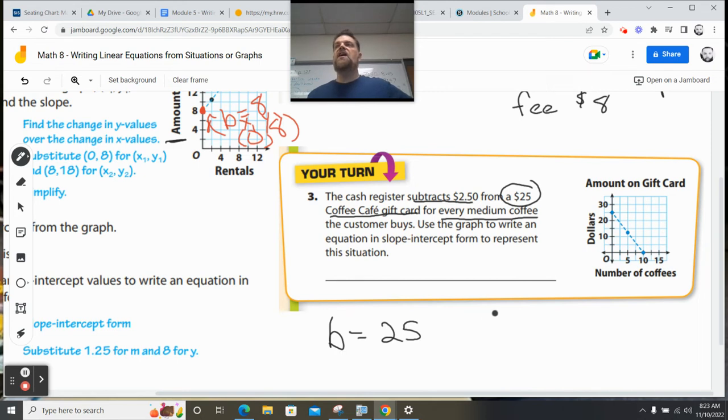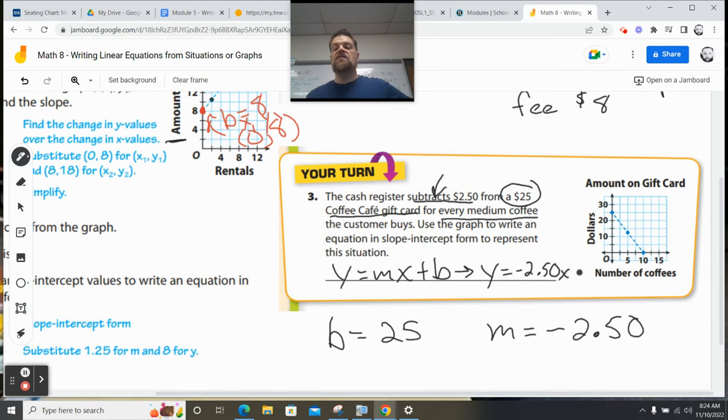Okay. What is the per rate charge? Is it positive 2.50 or negative 2.50? Negative 2.50, very good. So now if I were to write this as y equals mx plus b, you're just plugging them in. So it's y equals what? Negative 2.50x plus 25.